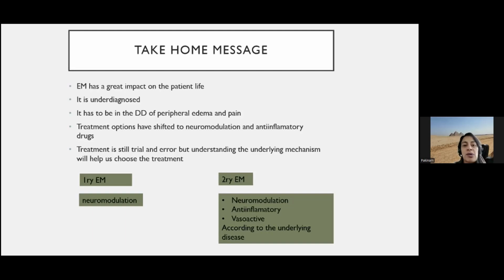Erythromelalgia has a great impact on patients' lives. It's underdiagnosed. As we mentioned, it can take the patient 24 months until it's diagnosed. It has to be in the differential diagnosis of peripheral edema and pain, and treatment options have shifted to neuromodulation and anti-inflammatory medication. It's still trial and error. However, understanding the underlying mechanism will help us choose the best for our patients.